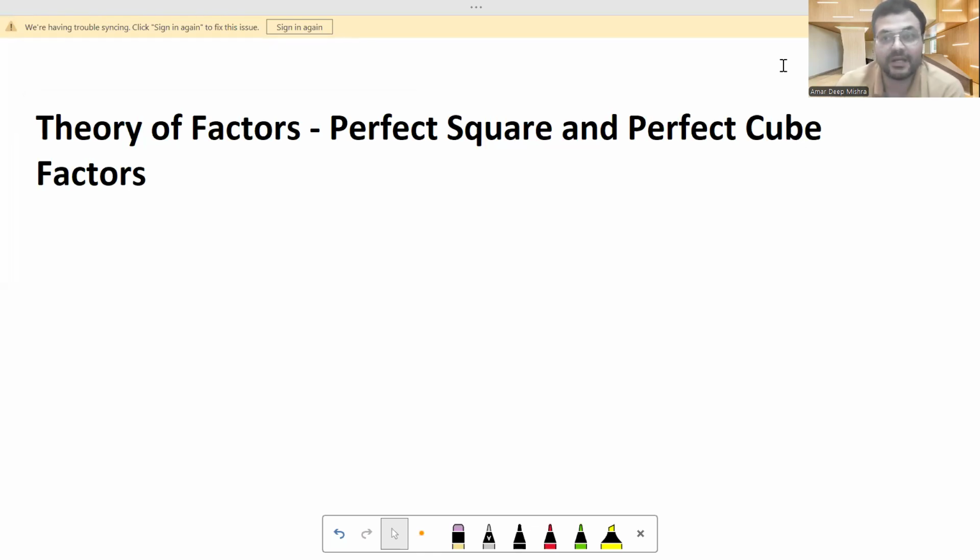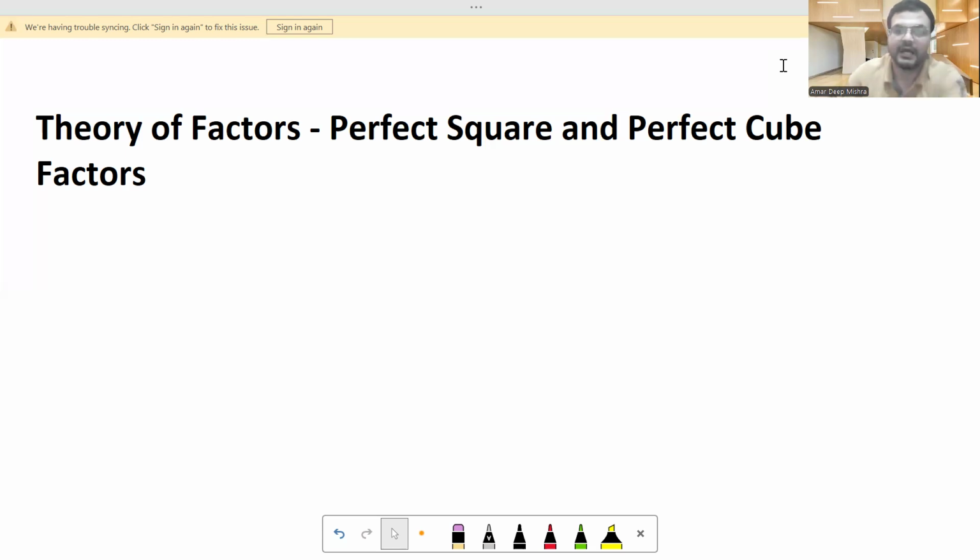And this video is in continuation of theory of factors. In this video, we are going to learn how to find out the perfect square and perfect cube factors. In the previous videos, we had seen how to find out the total number of factors, how to find out the even and odd factors, how to find out their sum. And in this video, we are going to discuss how to find out the total number of perfect square and perfect cube factors. Suppose for any number you have a total of 50 factors. Out of 50 factors, some are perfect square in nature, some are perfect cube in nature. So we have to count that.